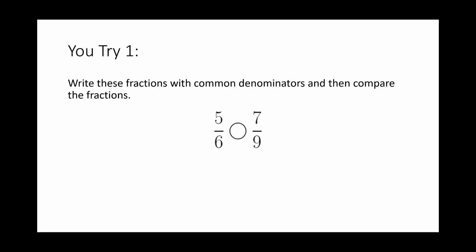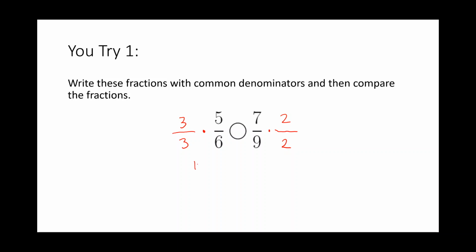Okay, the problem wants us to write these fractions with common denominators and then compare the fractions. So I need to get a common denominator. I know that the least common multiple of 6 and 9 happens to be 18. So I need to multiply this right fraction by 2/2 to get to 18. And I need to multiply this fraction on the left by 3/3 to get to 18.